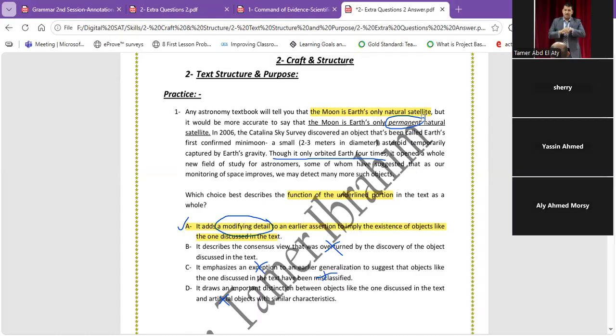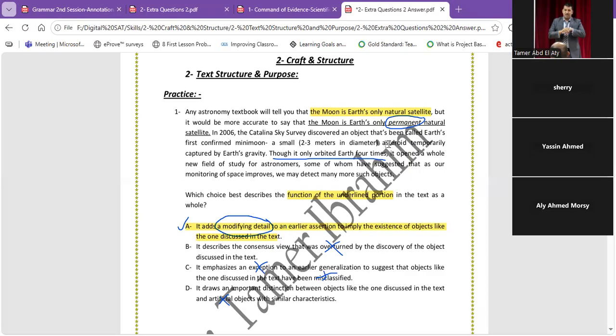Is that a generalization? No. Because a generalization is when I say that all people are generous, but here he makes it specific. So here it's not a generalization. But it would be more accurate to say that the moon is Earth's only permanent natural satellite. So now he repeats this part, but he adds another modifying word to it: permanent, an adjective. In 2006, the Catalina Sky Survey discovered an object that's been called Earth's first confirmed mini moon, a small 2-3 meter in diameter asteroid temporarily captured by Earth's gravity.